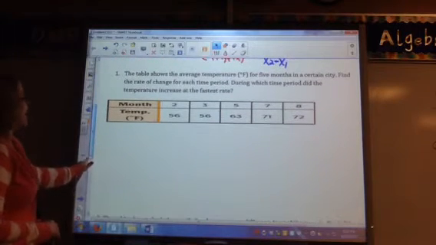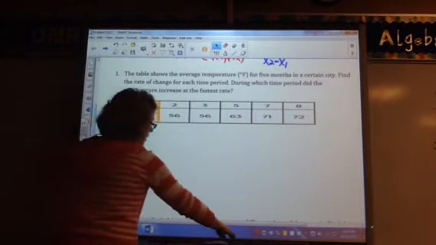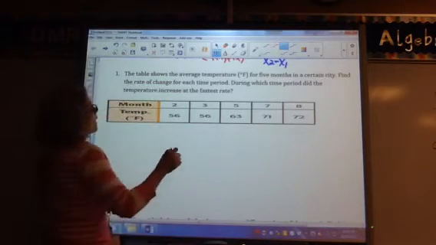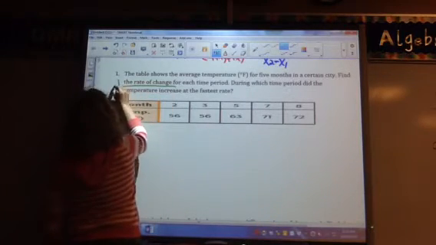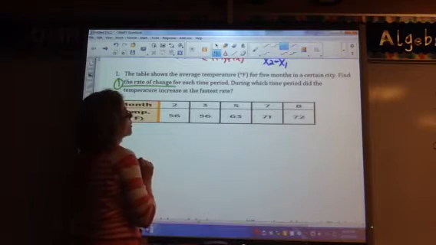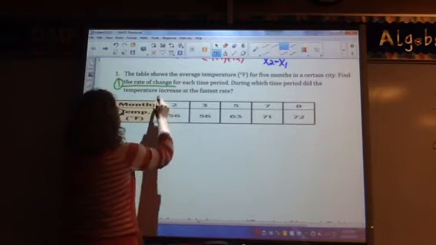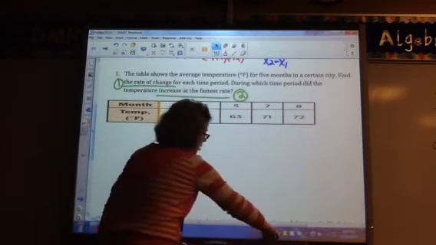Alright, the table shows the average temperature of 5 months in a certain city. We're going to find the rate of change for each time period, during which time period did the temperature increase at the fastest rate. Okay, so find the rate of change for each time period. Here's the first step we need to do. Second step, during which time period did the temperature increase at the fastest rate. So there's two things we need to do here.